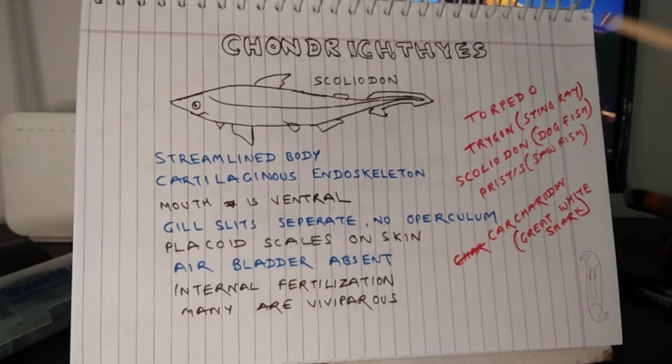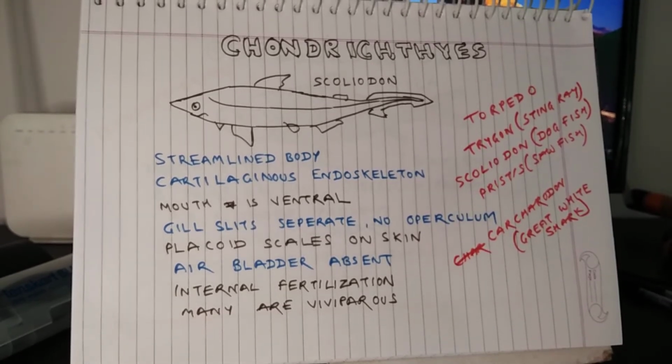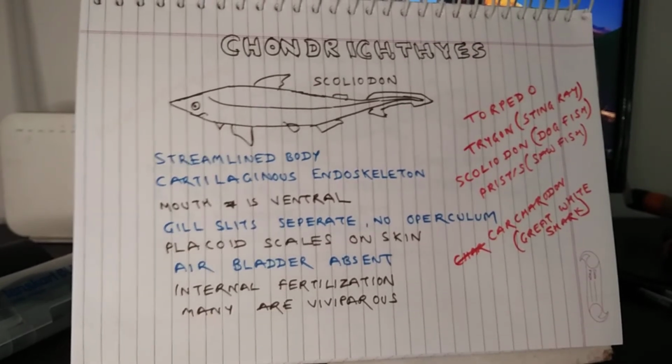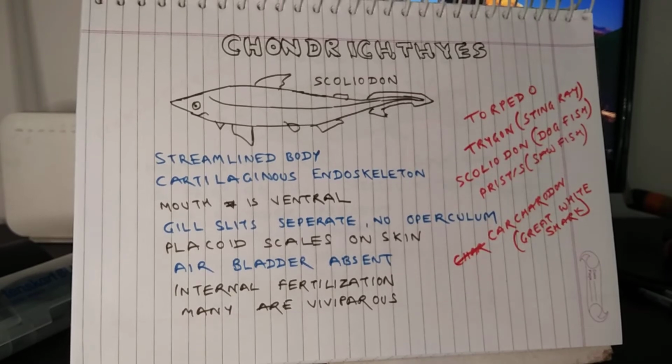Examples are torpedo, which has an electric organ which can produce electric shock. Trygon or stingray, it has poison stings. Scoliodon or dogfish, this diagram is of dogfish. Pristis or sawfish. Carcharodon or great white shark.